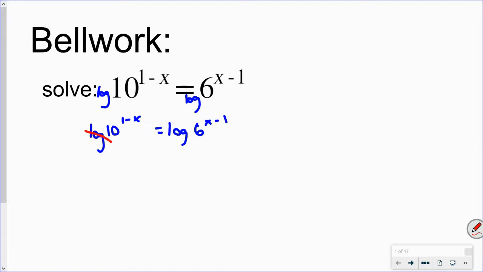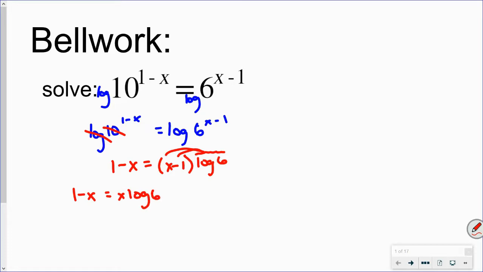Now with this one, your log and your base 10 cancel and you get 1 minus x. On the right side here, we're going to bring the exponent out front. So (x minus 1) log 6. And with this log 6 here, I need to distribute that inside to both of those terms. So we have 1 minus x equals x log 6 minus 1 times log 6, which is log 6.